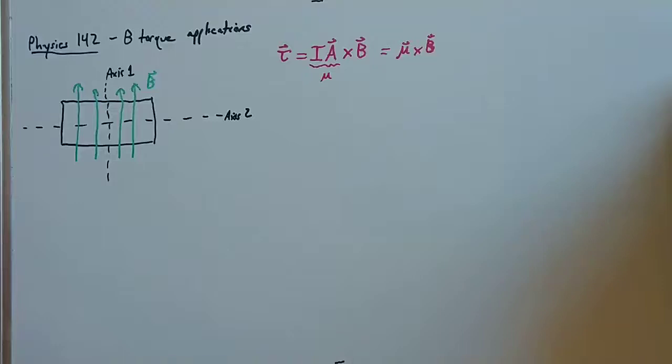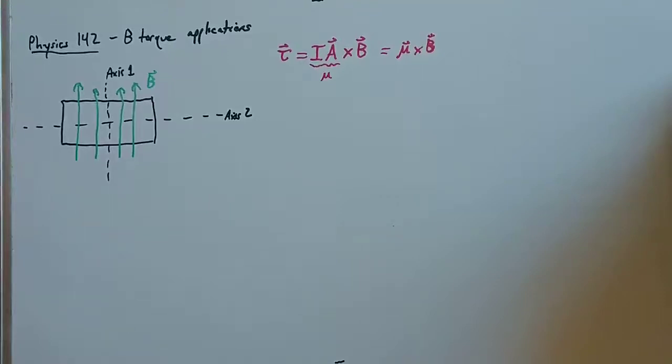We've been talking about torque from magnetic fields, and in this video I want to think about one more example and a big application of the fact that magnetic fields applied to current loops produce torque. To think about this, I want us first to consider the following example.